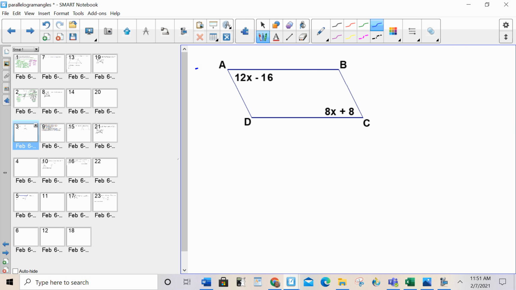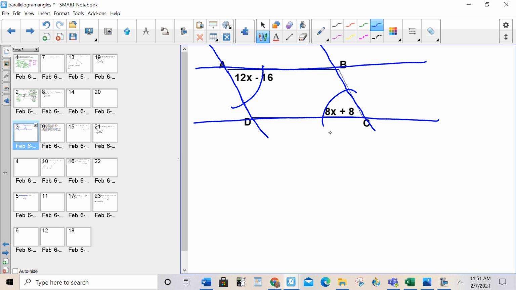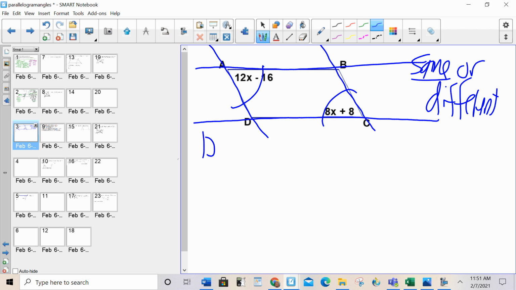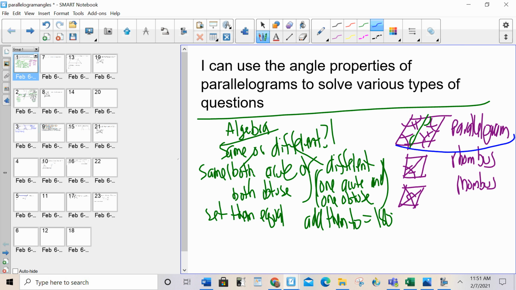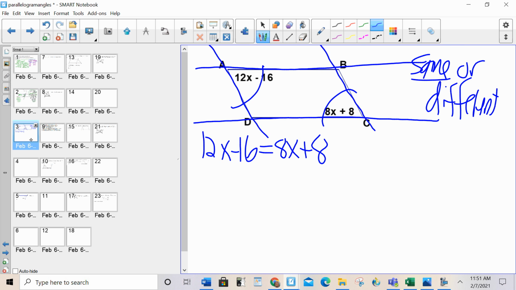All right, again, I've got my parallel lines cut by a transversal. Now, again, the question you want to ask yourself: same or different? Acute, acute, they're the same. So since they're the same, I set them equal to each other. They're also opposite angles of a parallelogram, and we talked about here that opposite angles of a parallelogram are congruent. Either way, you're setting them equal to each other. We do the algebra.